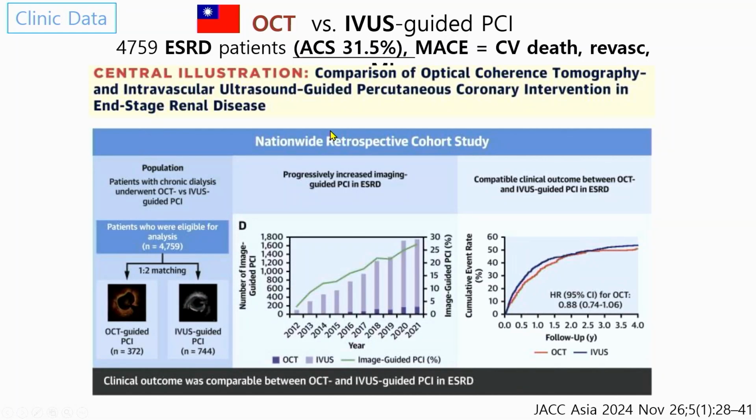In the Taiwan group, recently with a publication in JACC Asia 2024, we collected 4,000 ESRD patients, including ACS about 31%. So we followed the patients for about 4 years. In the OCT guide and also the IVUS guide, actually there is not so much difference in these patients in MACE outcome follow-up.